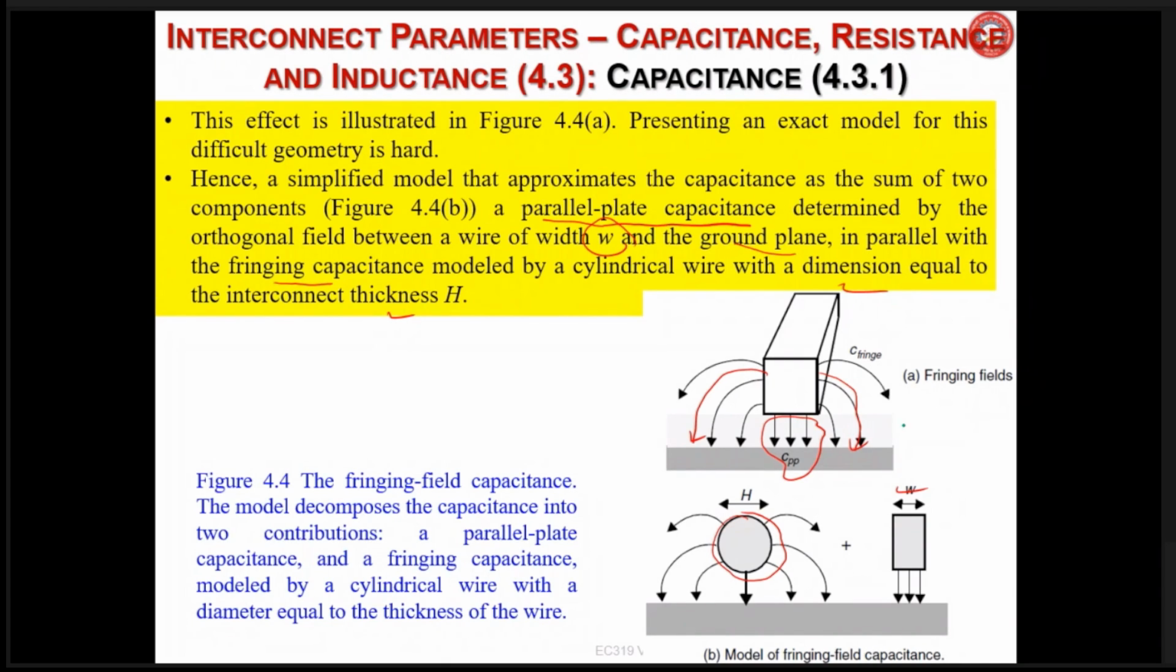Here are the details about fringe capacitance. Here at the bottom, these field lines are orthogonal to the ground plane, maybe the substrate, but the other field lines are not perpendicular. So these field lines from the side create the fringe capacitance, C fringe. So in addition to this parallel plate capacitance, C pp, you will have to account for this C fringe also.